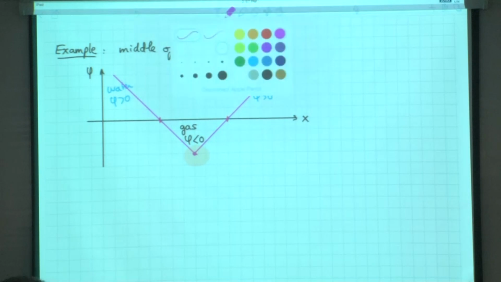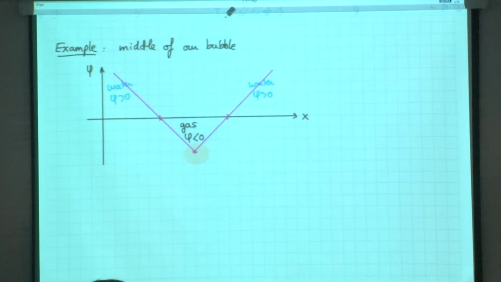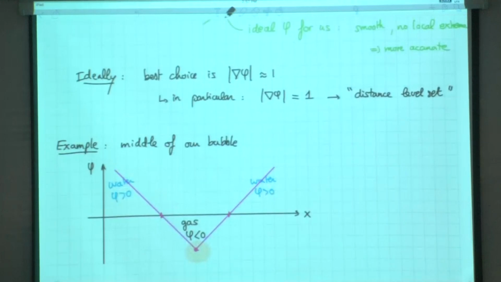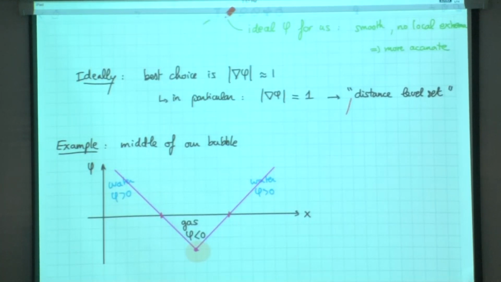Okay, we can sketch this in 3D as well. So here, I said distance function, but I should have added one important word. Before the distance level set, this is a signed distance level set, which changes sign based on which side of the interface we are.